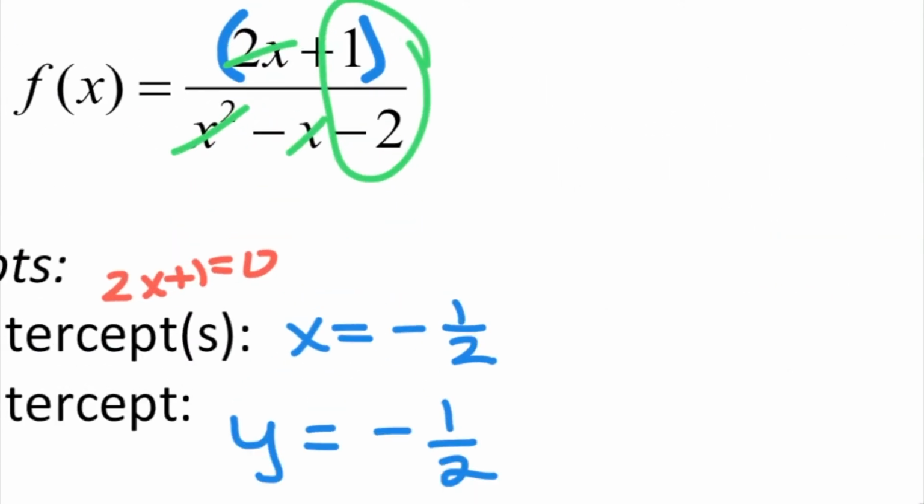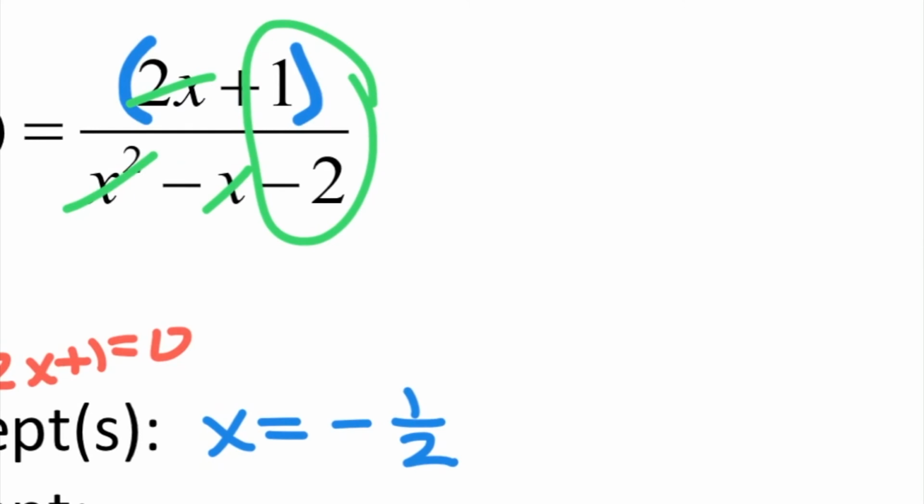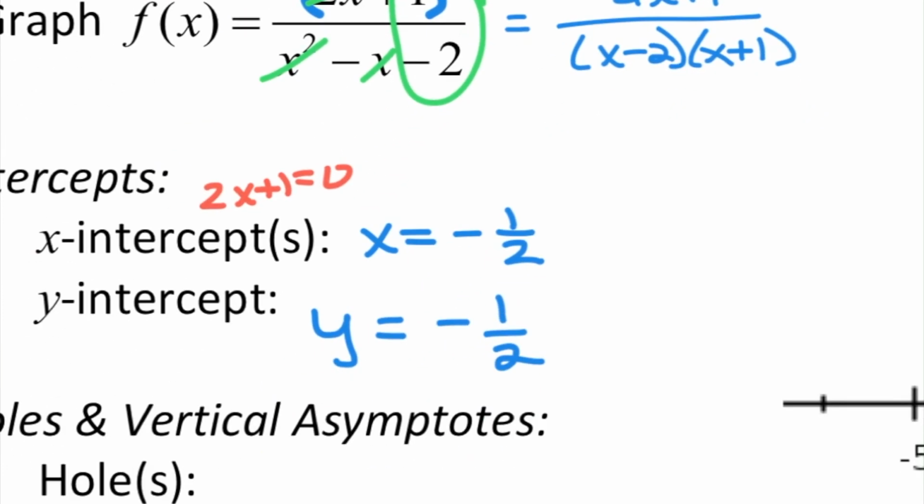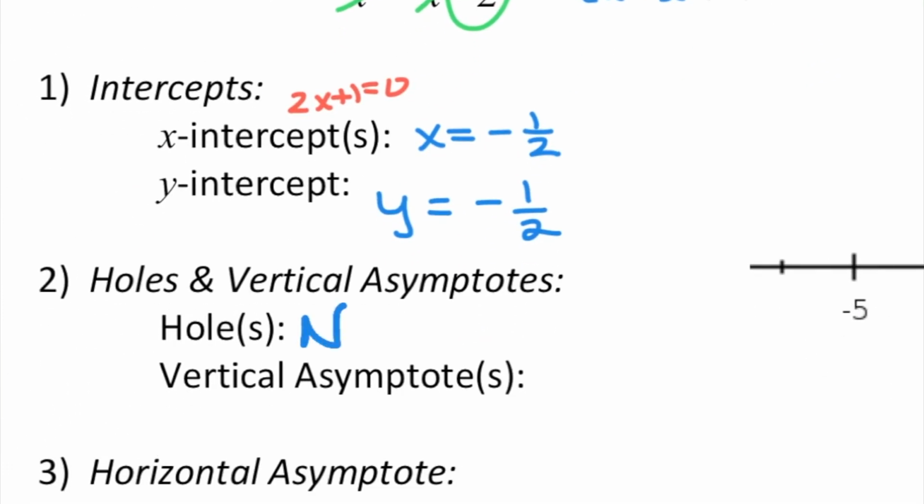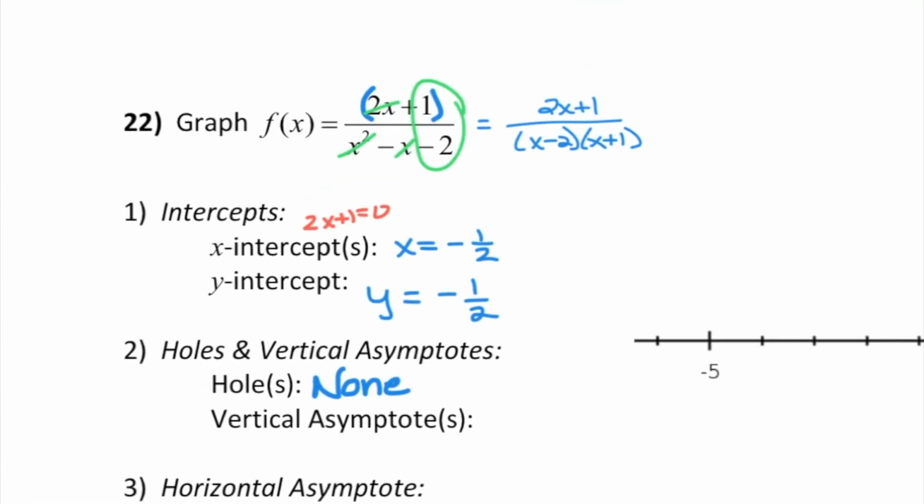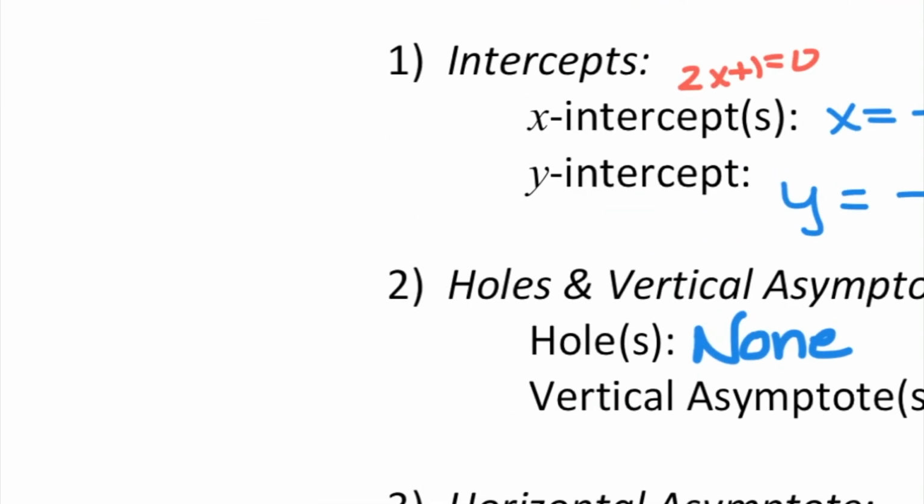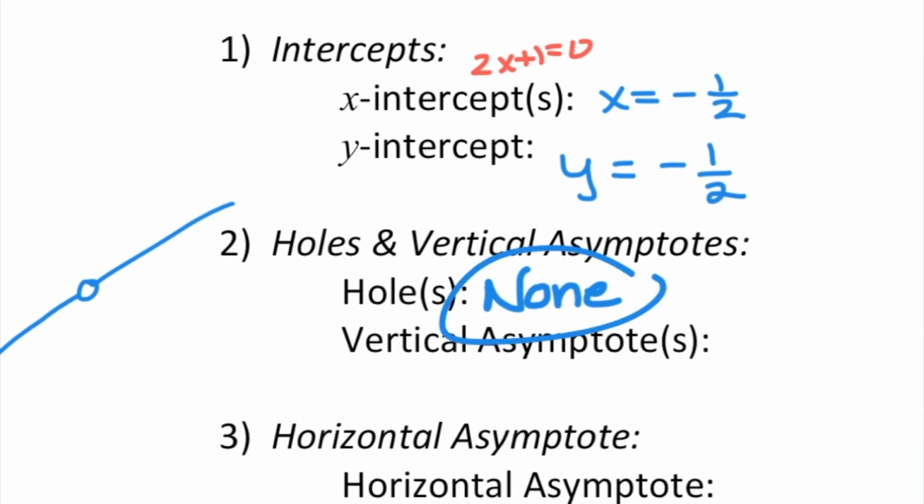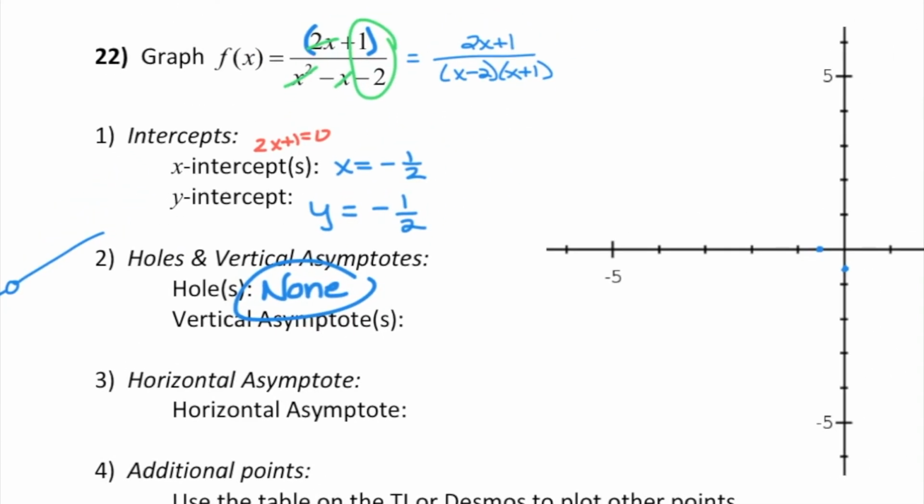Now, when I factor what can be factored here, I have 2x plus 1 over x minus 2 times x plus 1. So nothing cancels, so there's no holes. And if there is a hole, I want you to kind of draw it. If there were a hole in the graph, I'd kind of want you to draw it like that. But there's no holes for this graph, so don't draw a hole.